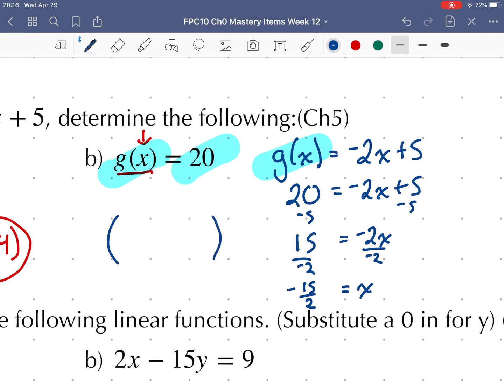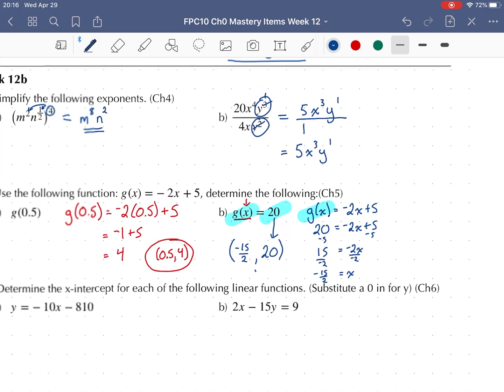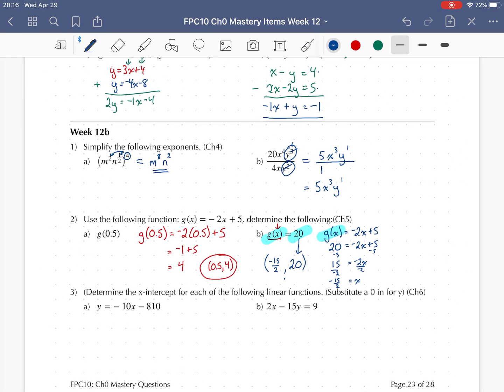Now this means that we will have a point when our function value is 20, our y value is 20, our x value will be negative 15 over 2, which is negative 7.5. So this will be a point on our graph. The 20 is the y value, and we just figured out the x value for it.